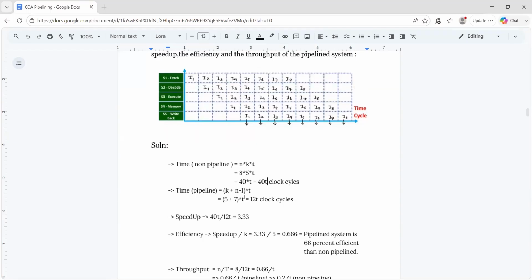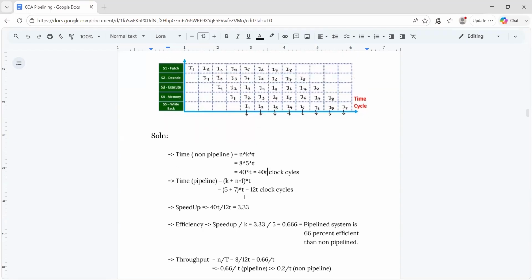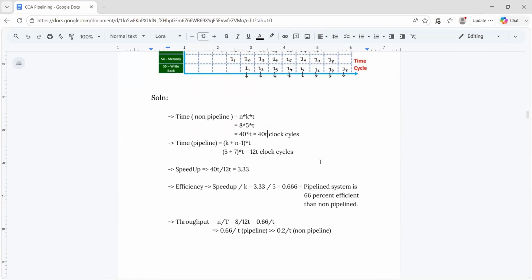And now they've also asked for efficiency. Efficiency is equal to speedup by k, that is 3.33 divided by 5, that is 0.6666. The pipeline system is said to be 66% efficient compared to non-pipeline.